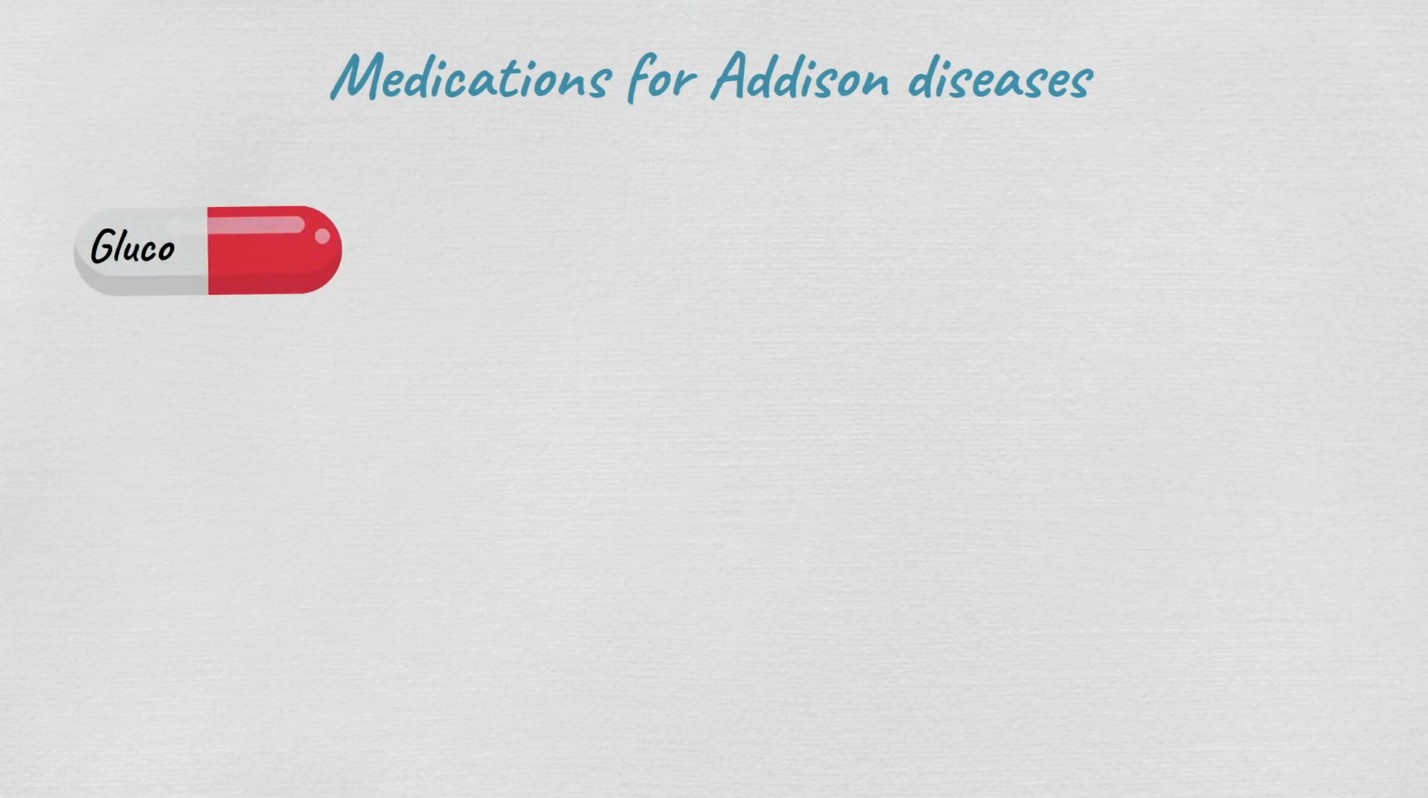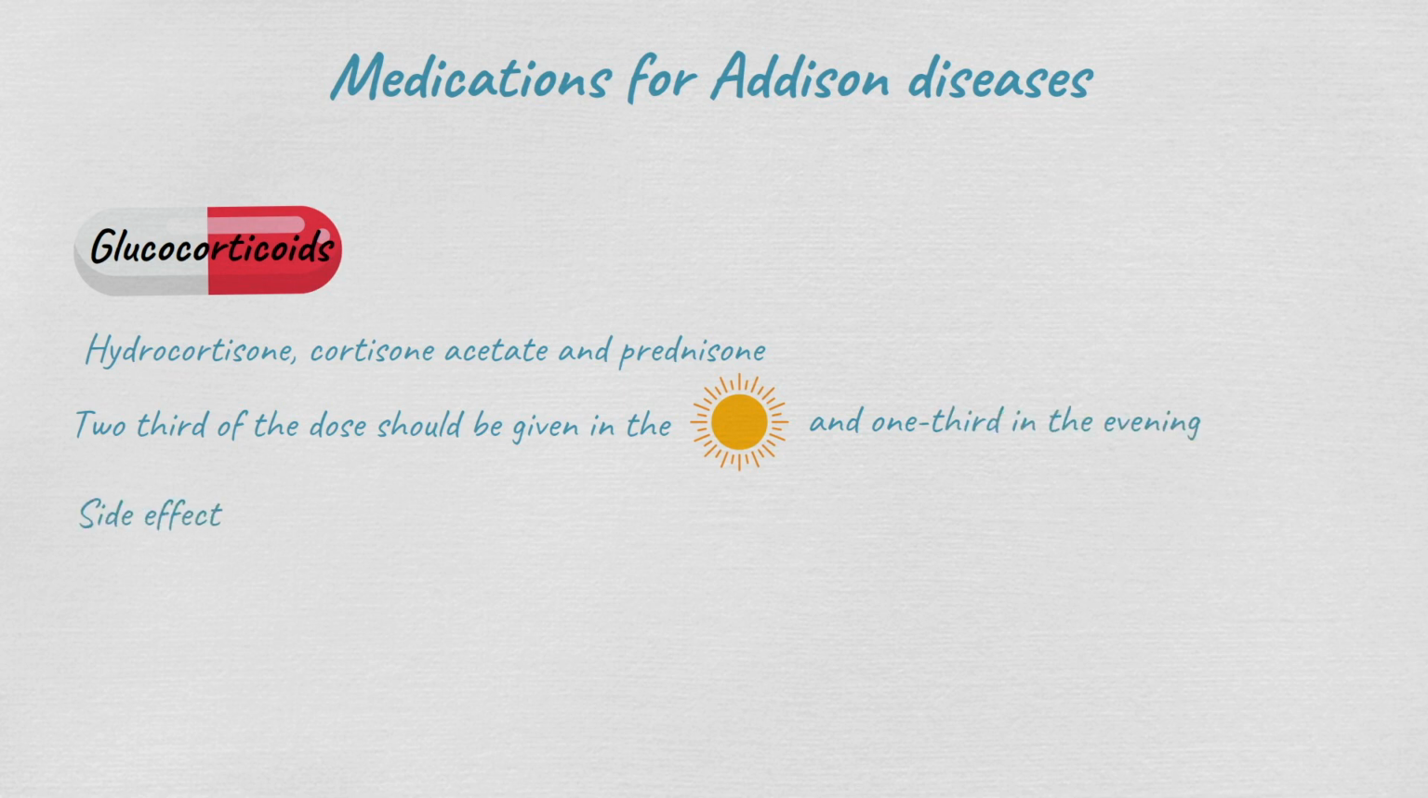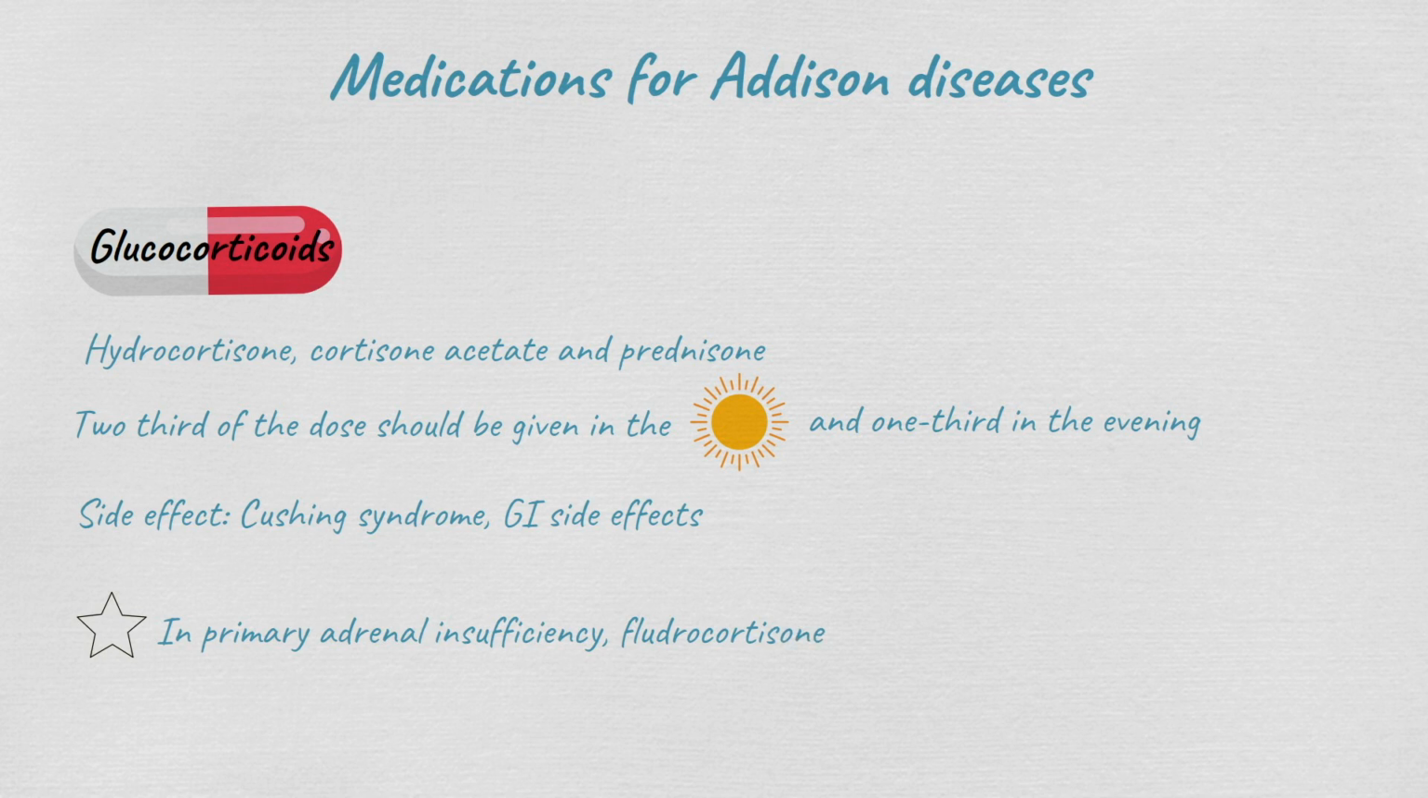Now what about the treatment options? For Addison, we need to compensate for the low levels of cortisol, so the treatment agents are the glucocorticoids, like hydrocortisone, cortisone acetate, and prednisolone. Two thirds of the dose should be given in the morning and one third in the evening to mimic the normal cortisol secretion. Side effects include Cushing syndrome and GI side effects. In primary adrenal insufficiency, fludrocortisone is administered to compensate for the mineralocorticoid loss.